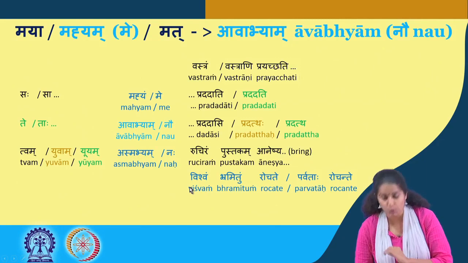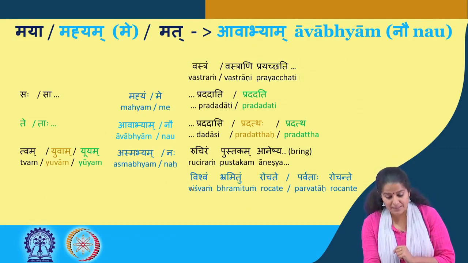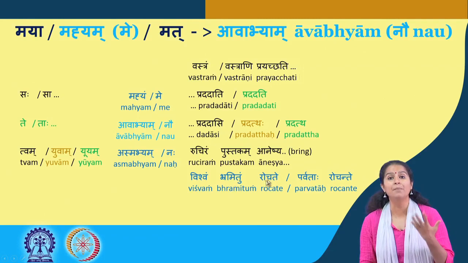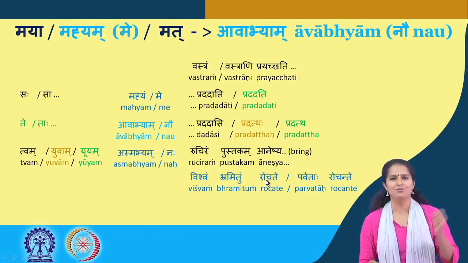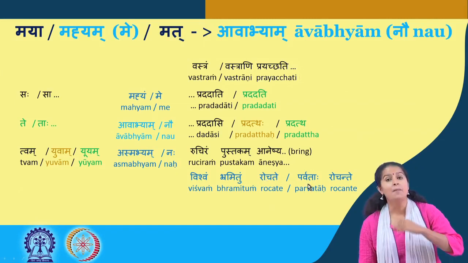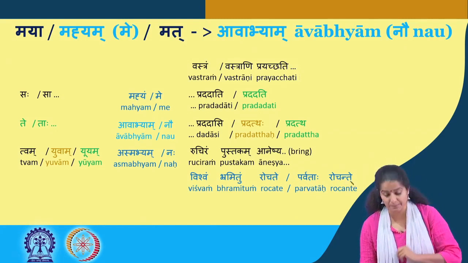And here you see it's all in blue. We had seen that with the dative case, you also use it to indicate what you like. But it is only with mahyam and that. So, mahyam vishwam brahmitum rochate. I love to travel the world. Okay, so vishwam brahmitum rochate. Or parvataha, here we have parvataha rochante. I love the mountains. Mahyam parvataha rochante.